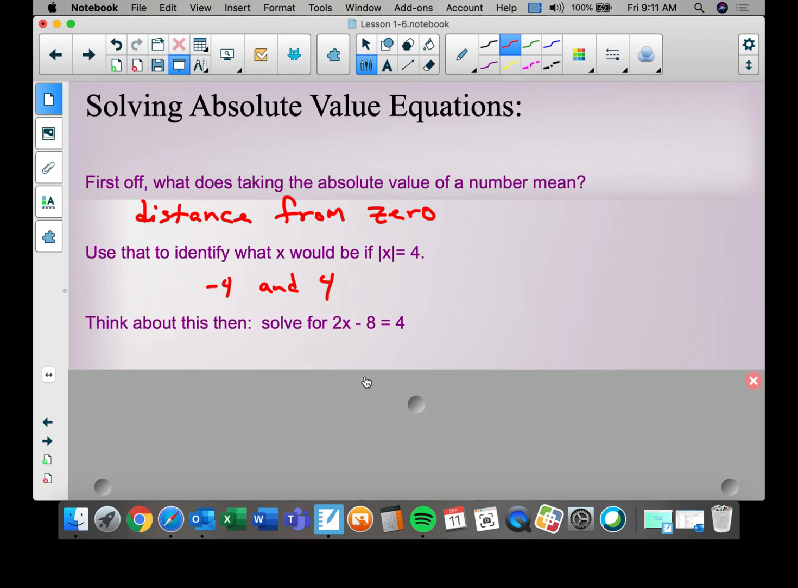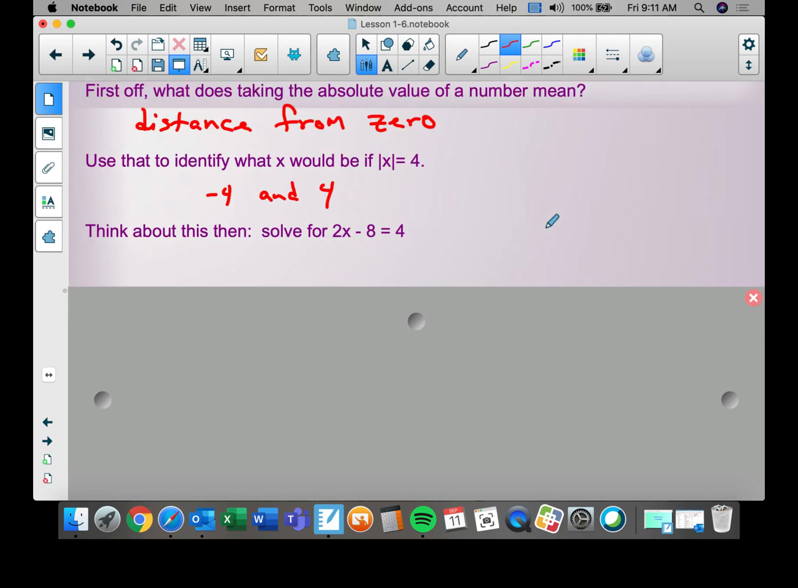So I'm going to go ahead and actually just solve this equation. That means 2x minus 8, just a basic Algebra 1 equation. We add the 8 over, which means I get 2x equal to 12. And then I divide both sides by 2, therefore x equals 6. And so there's your answer for that equation.